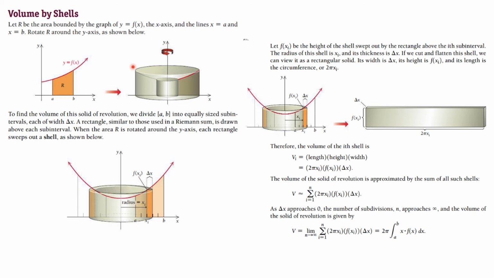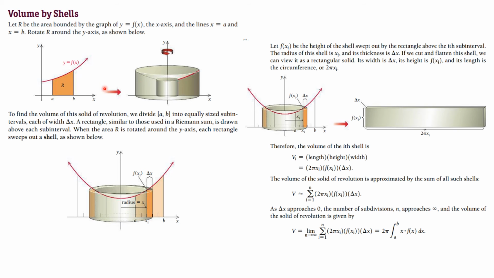Now, there's another way that we can do this, and that is called volume by shells. This time, we're going to take this function, y equals f of x, and the area underneath it, but now we're going to be spinning it around the y-axis. And so we're spinning that around the y-axis, and we're seeing what that gets. And again, we get a series of cylindrical shells.